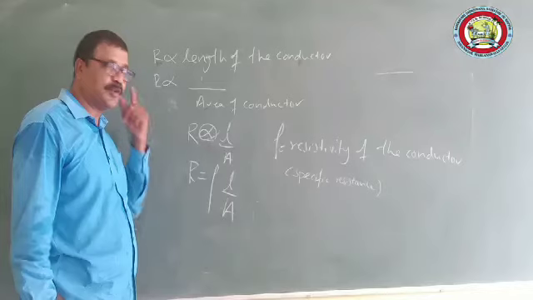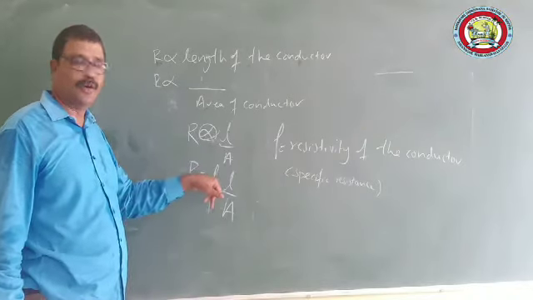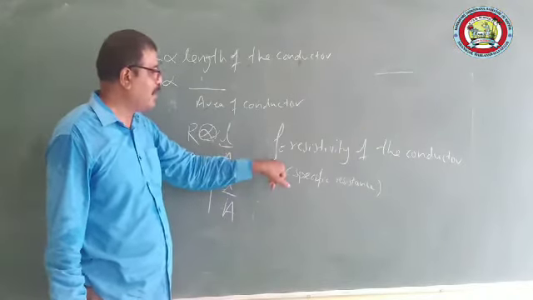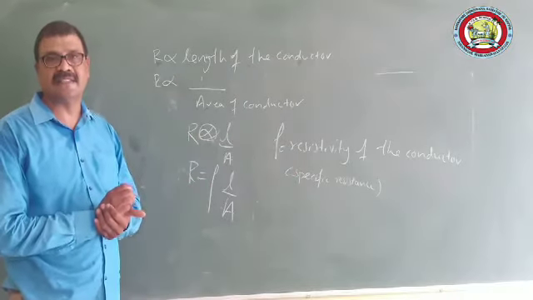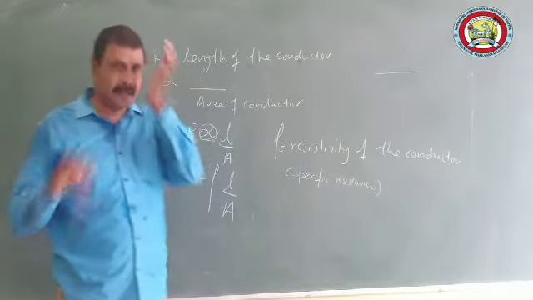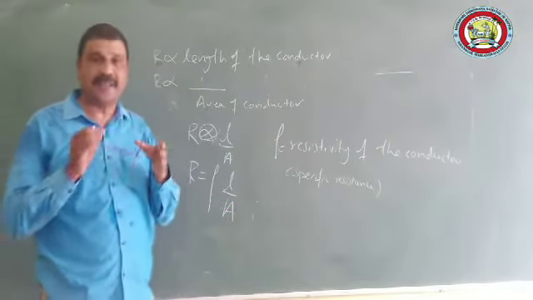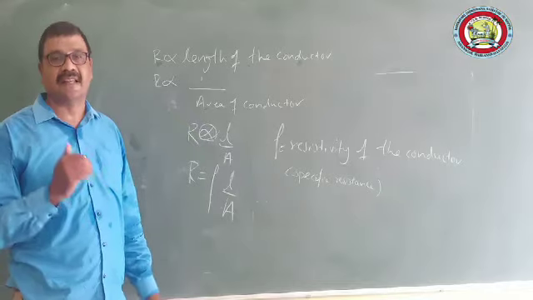When I remove this proportionality constant, what will I get? I will get R is equal to rho into L by A, where rho is called the resistivity of the conductor, the specific resistance of the conductor. Now we have come across a third quantity, that is resistivity or specific resistance. Now we try to understand what the specific resistance or resistivity is.